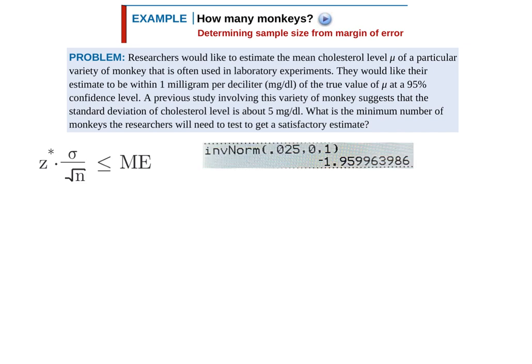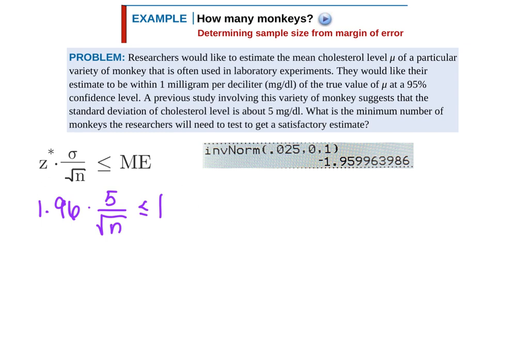So the z-star here, we want a 95% confidence level. I'm going to use my inverse norm and do half of 5%, which is 0.025 or 2.5%, and our classic 0 mean and 1 standard deviation, and we're going to make that a positive. So our z-star is going to be about 1.95996, or however you want to round it. And then our sigma, our population standard deviation, we're going to make 5. And we don't know n, so that's the thing that we're going to be solving for. And the margin of error is going to be 1, or 1 milligram per deciliter. So let's work that out.